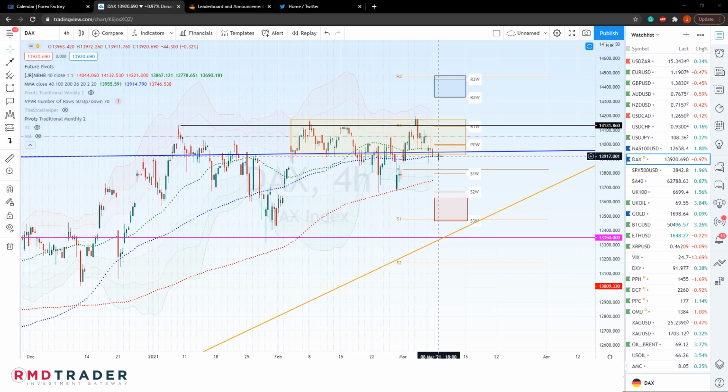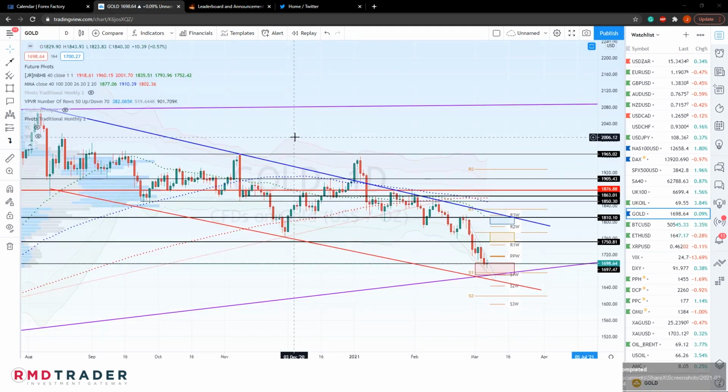There is additional support initially from the 4-hour 200 SMA at about 13,800. That will be followed by diagonal support near the monthly S1 at 13,500. And just looking at a break higher, there are some bullish targets at 14,150, that is the weekly R2, to about 14,500, which is the monthly R2.